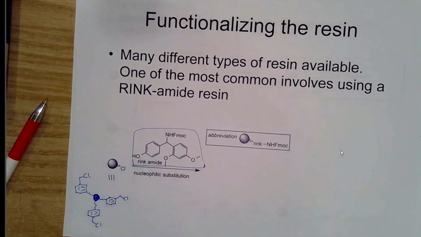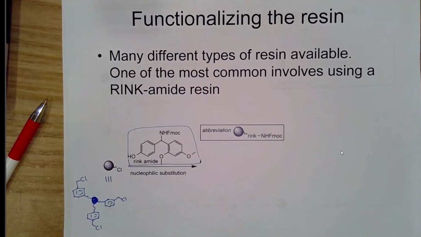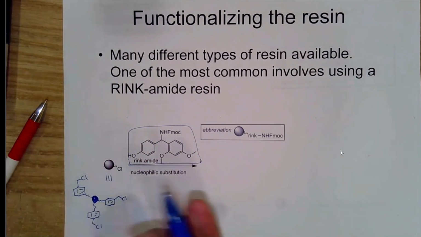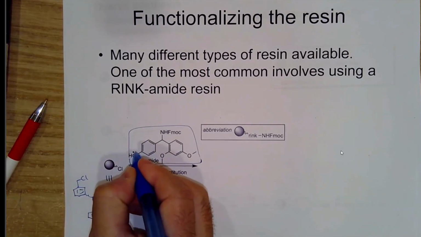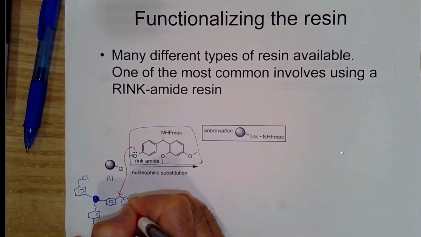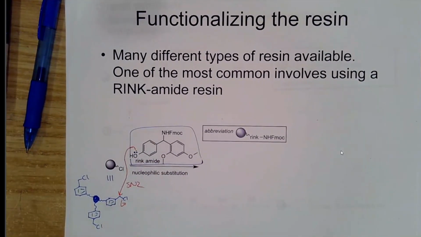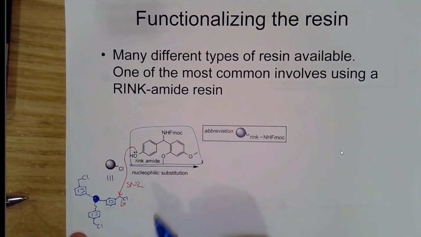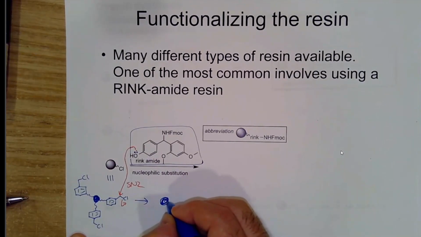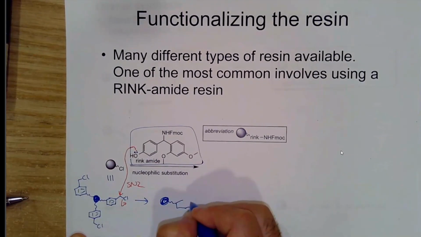Give you a couple seconds to think about that. And I want you to think about just classic organic SN2 chemistry. All right, so if you look on this molecule here, your nucleophile is actually the hydroxyl group. And the hydroxyl group will come and do SN2 on that benzyl chlorine group. So what you'll end up getting is a bead that will look like this.